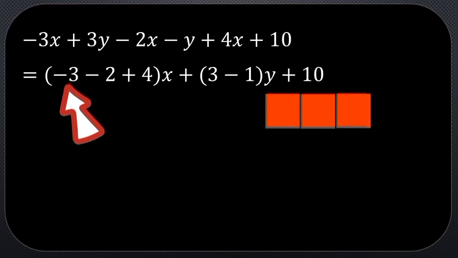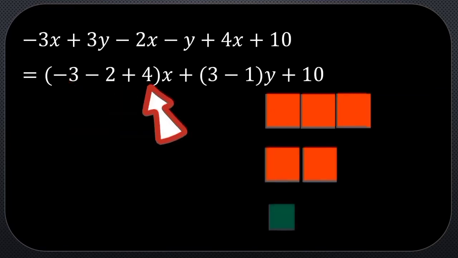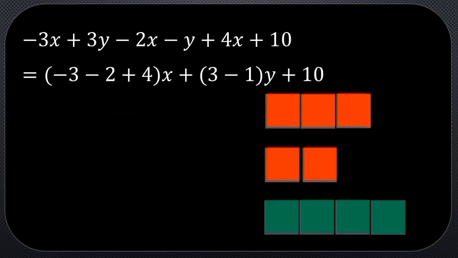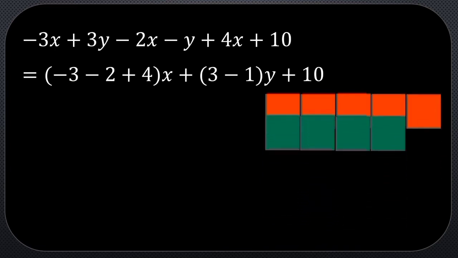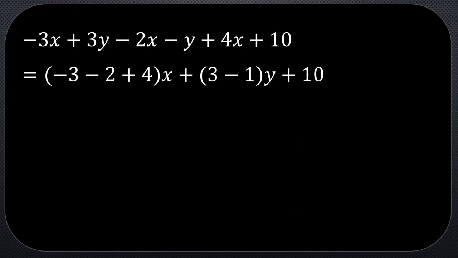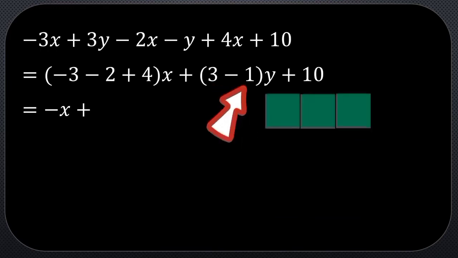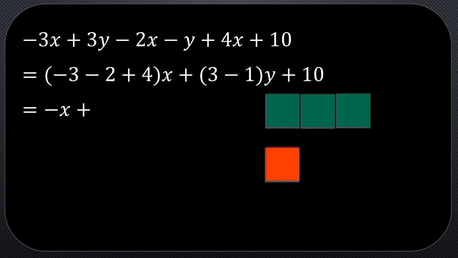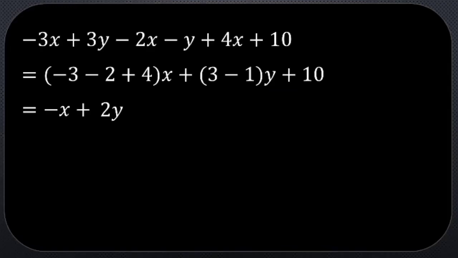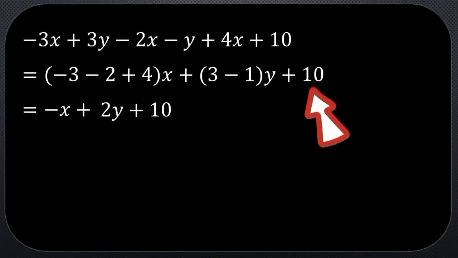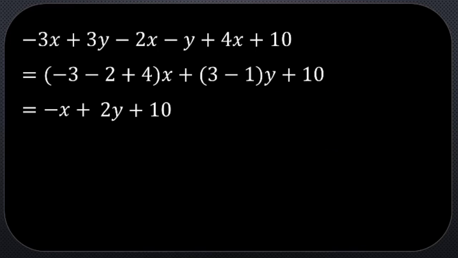-3 minus 2 plus 4 is equal to -1. Minus 1 times x is equal to minus x. +3 minus 1 equals 2. 2 times y is 2y. Next we write the constant term, 10. Let's move on to the next example.